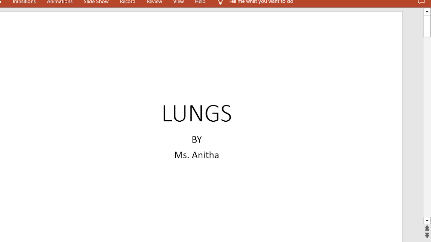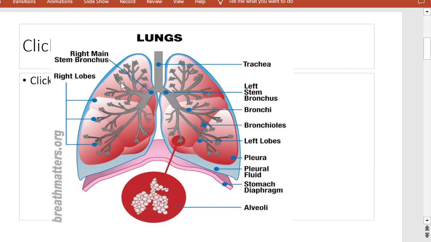From anatomy and physiology for nurses, in the respiratory system, I have already covered some of the topics with the help of slides, and in this class I would like to take the topic on lungs alone. When you speak about the lungs, I just want to show the image here.